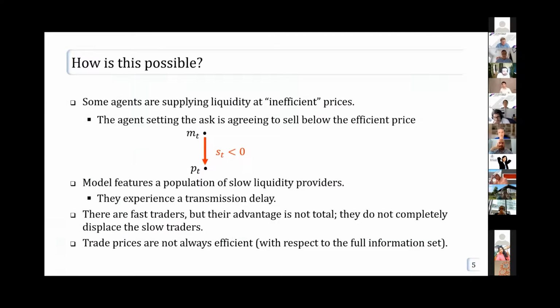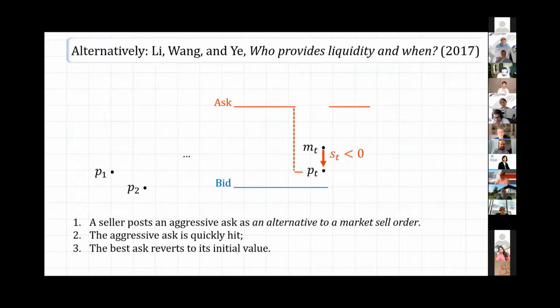And the way this comes about in the model is that there's a population of slow liquidity providers. There's a transmission delay. There are fast traders, and fast liquidity suppliers can do better than the slow ones, but they're not always there, so they don't completely displace the effects of these slow, delayed liquidity providers. But the important thing is that our trade prices are not always efficient. As a matter of fact, sometimes they imply that the liquidity supplier is trading at a loss. The model, with the delays in the liquidity supply, is one mechanism.